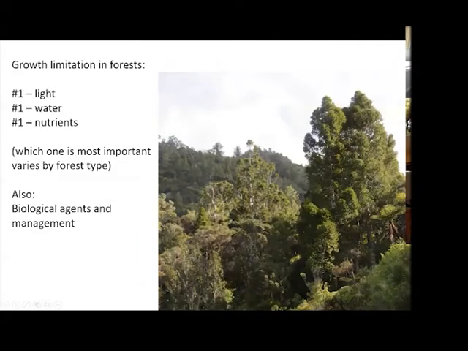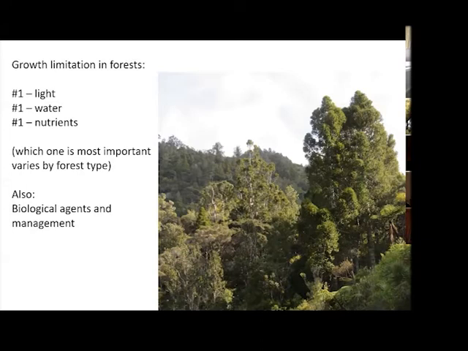So what are our growth limitations? The things that limit the growth of forests are number one, light, number one, water, and number one, nutrients. They're all three tied for first. In different forests, one or the other, or maybe a combination of these factors will be the primary limitation to growth. So all the things that we care about with forests that are related to biomass, the production of timber, the production of fiber, sequestration of atmospheric carbon, they're going to be limited by these factors.